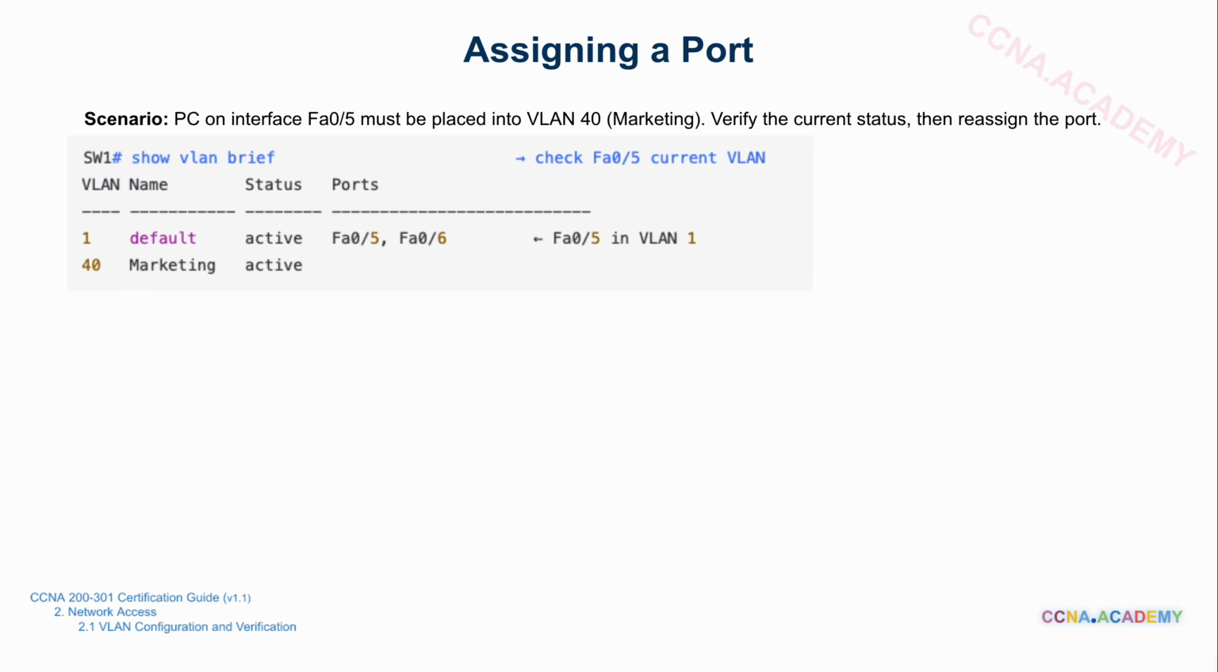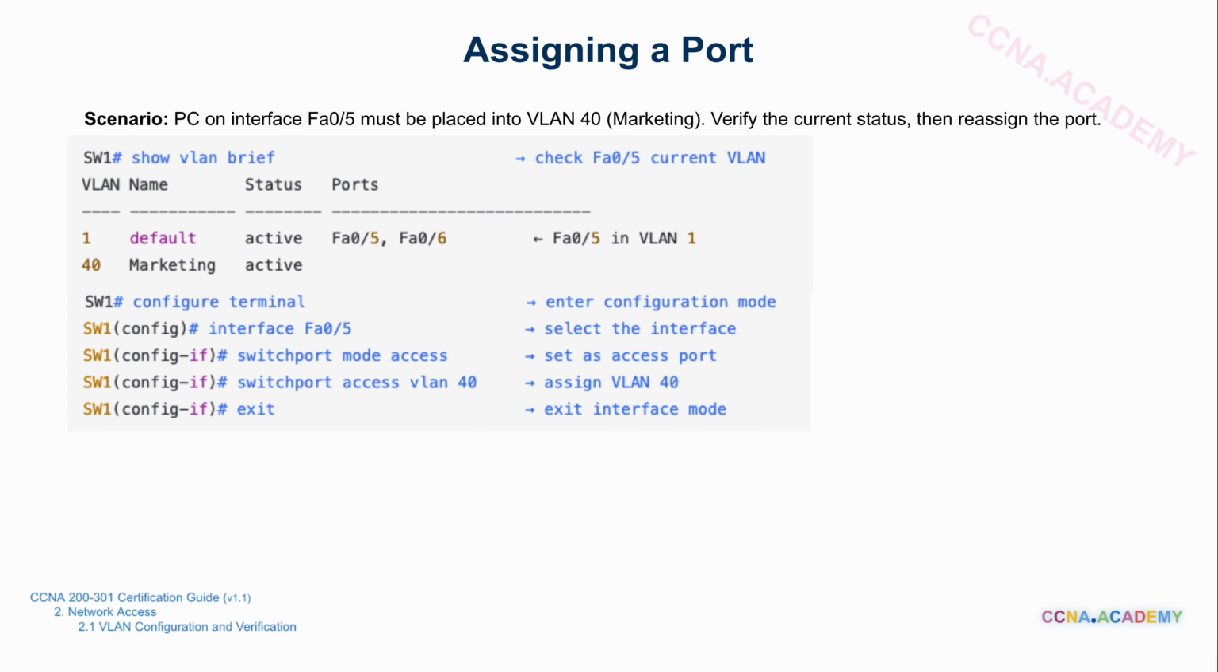First, we verify the current VLAN assignment for interface FA0/5 by displaying the VLAN table. This confirms that the port is currently in the default VLAN and needs to be reassigned. Next, we enter configuration mode, select interface FA0/5, explicitly set it as an access port, and assign it to VLAN 40. Setting the port to access mode ensures it carries traffic for only one VLAN.